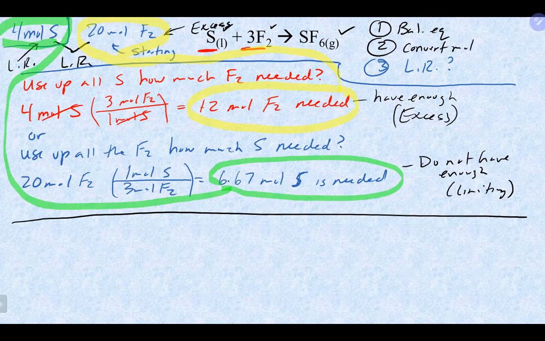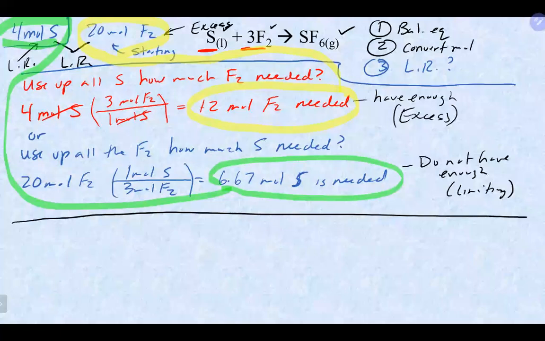Any questions on that? All right, so the importance of this, as we talked about, is it's always the limiting reagent that determines how much product that we make. So now that I know that the sulfur is my limiting reagent, I want to make sure that I go back and actually use the starting amount of sulfur to figure out how much product I would produce.